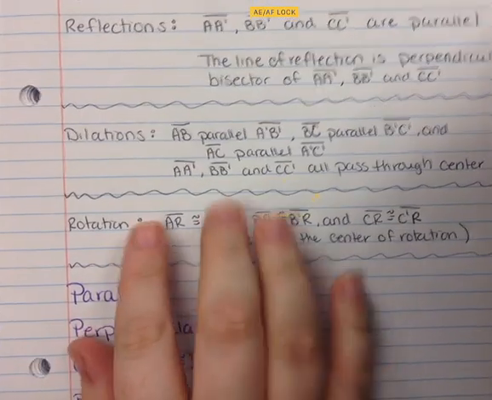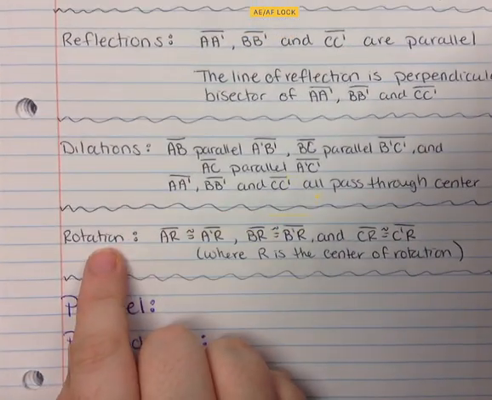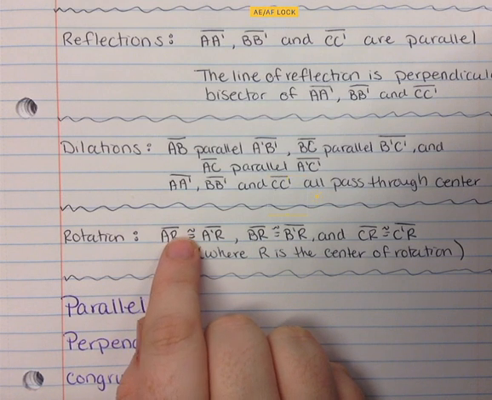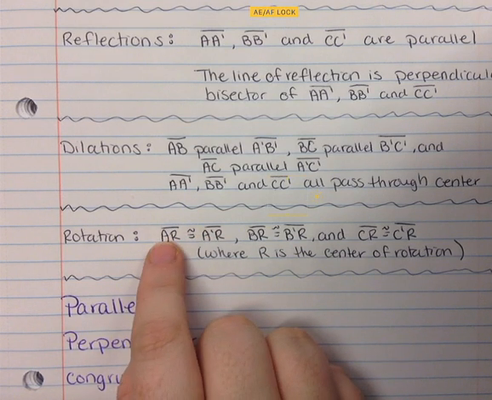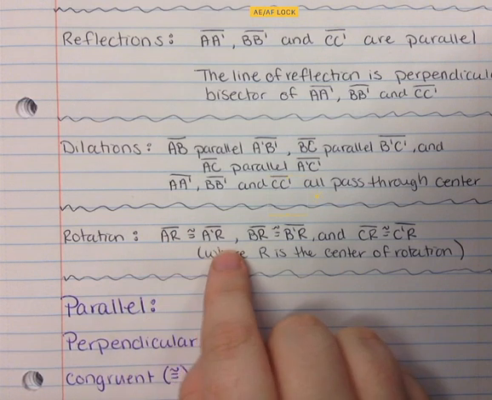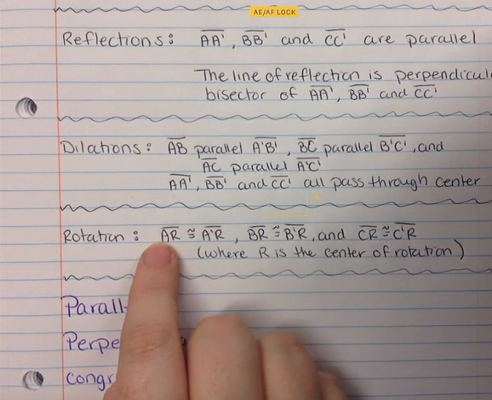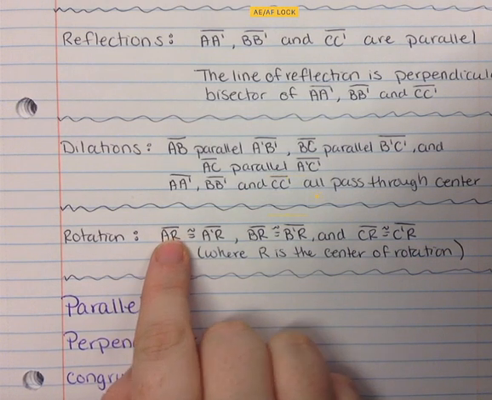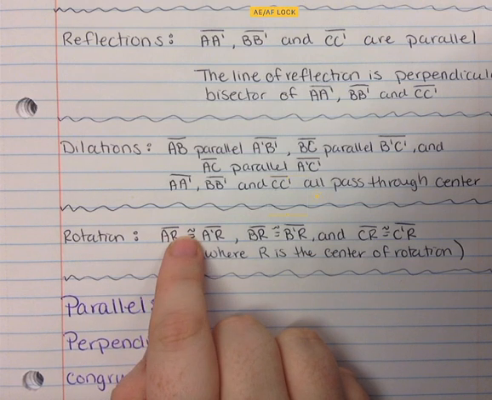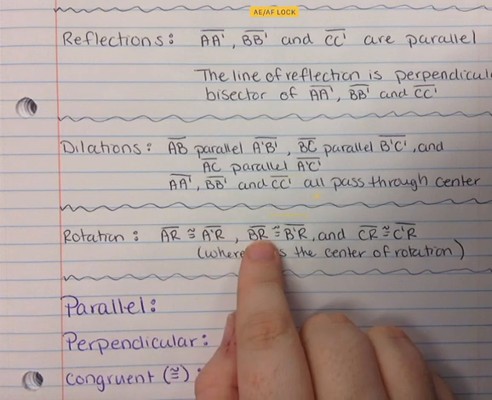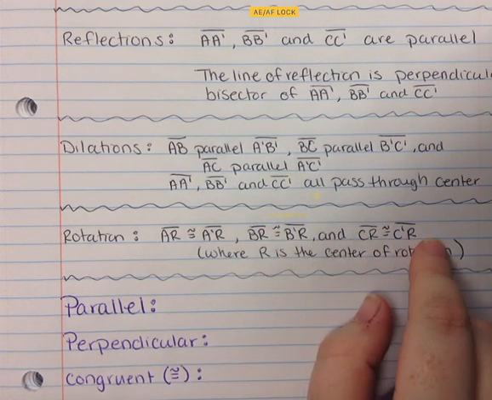Now the last transformation is a rotation. This one is where you're proving that segment AR is congruent to A prime R. This is the pre-image to R, where R is the center of rotation, which will generally also be the origin, (0, 0). So we want to say that from A to the origin is the same distance as A prime to the origin. We'll do the same thing with all of our segments.